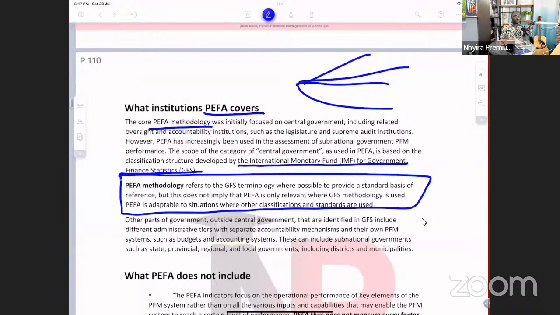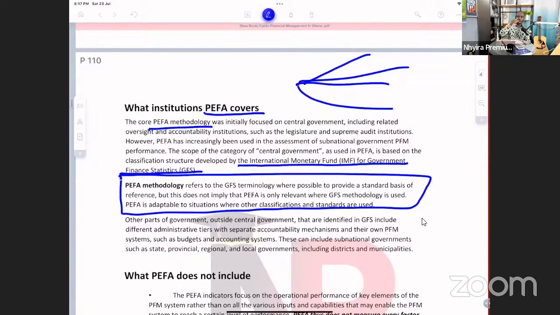And usually those methodologies are for the central government. That is why we look at budget reliability. That's why we look at management of assets and liabilities. That's why we look at budget implementation and all those things, because these things are more central government related.